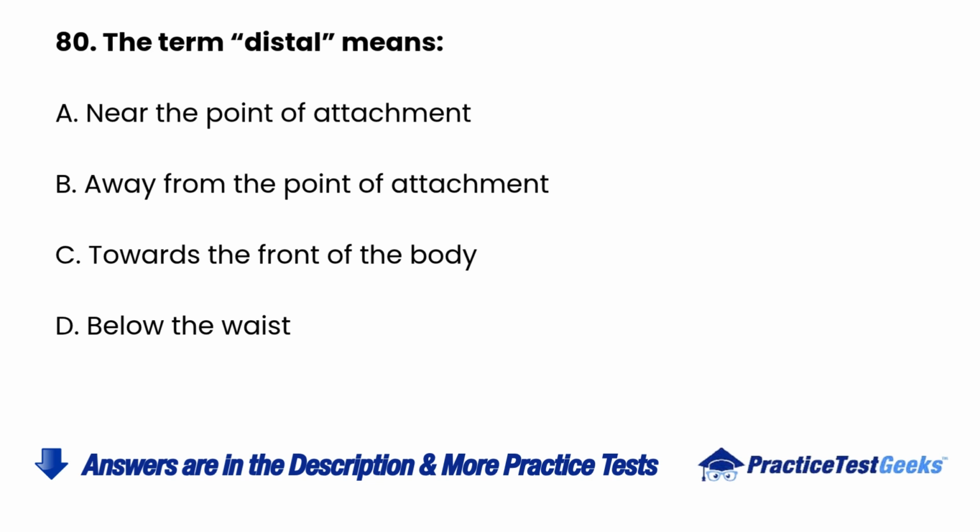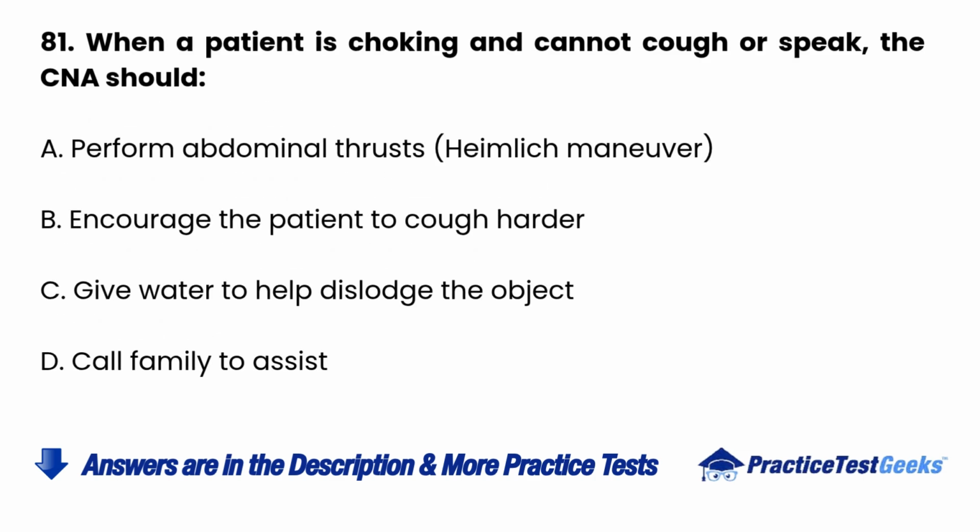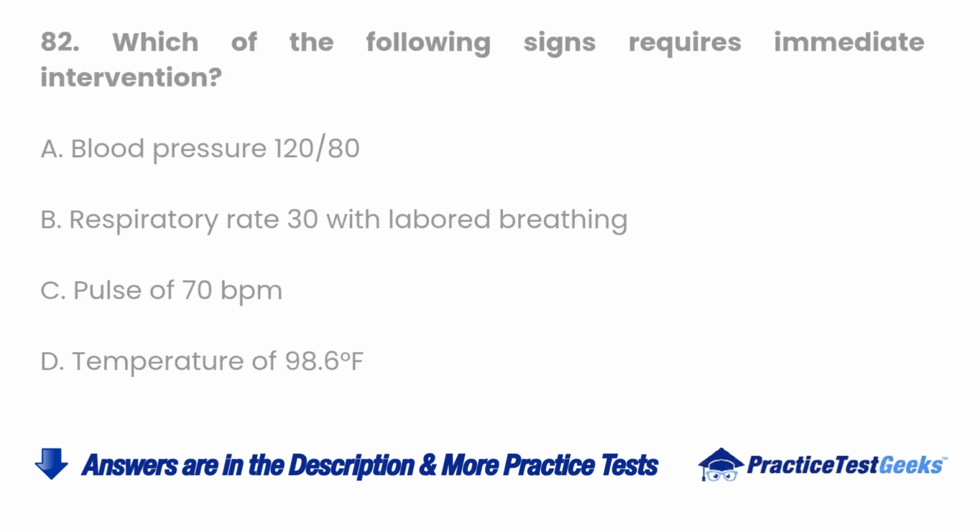Near the point of attachment. B. Away from the point of attachment. C. Towards the front of the body. D. Below the waist. 81. When a patient is choking and cannot cough or speak, the CNA should: A. Perform abdominal thrusts, the Heimlich maneuver. B. Encourage the patient to cough harder. C. Give water to help dislodge the object. D. Call family to assist.